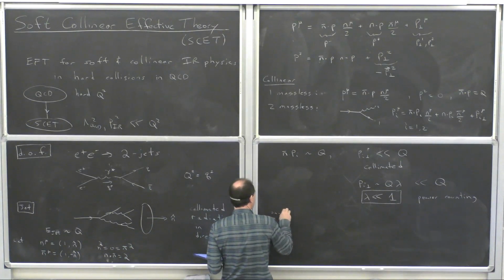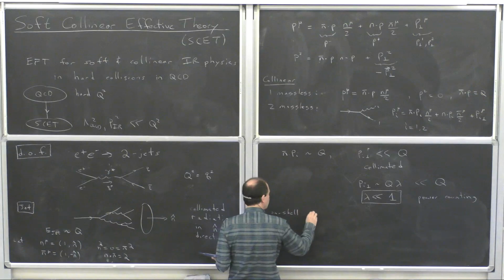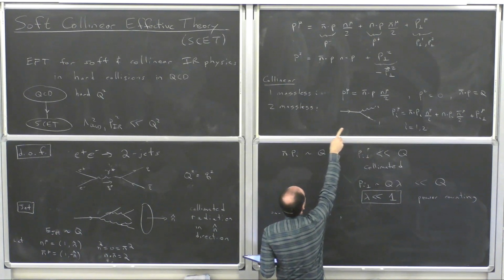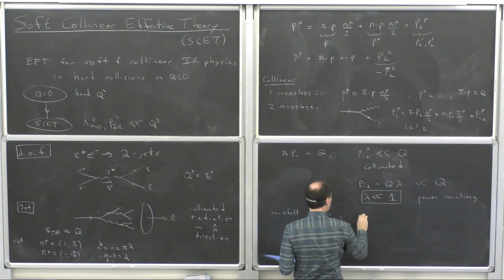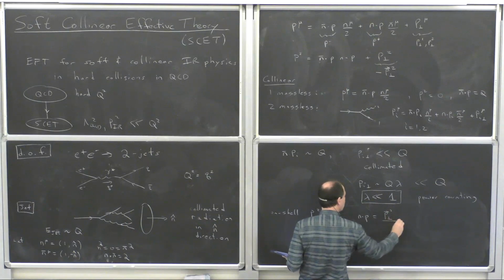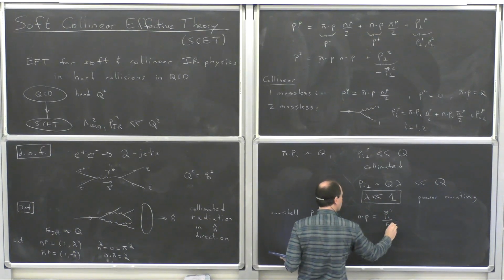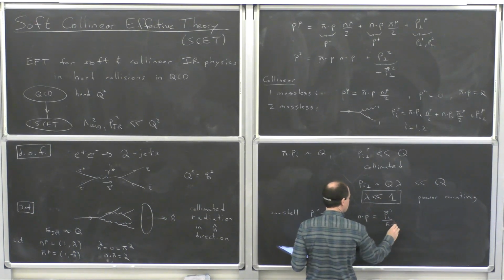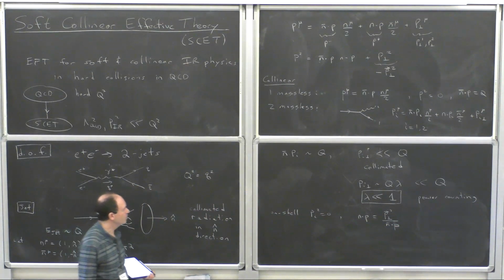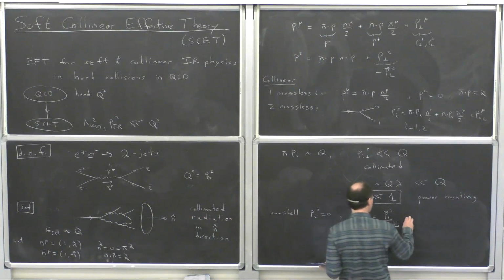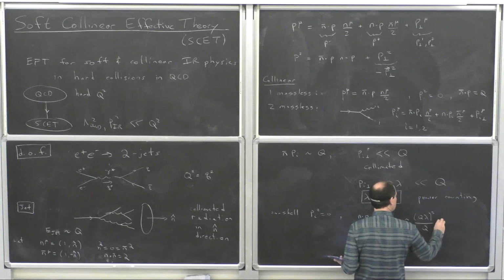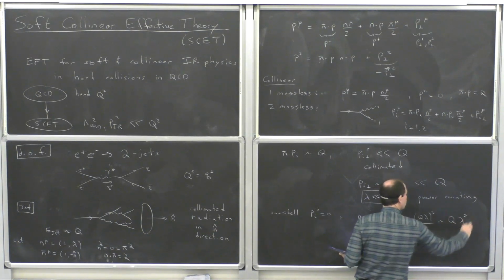Now, on shell, if I have pi squared is 0 for the final state particles, then you can look at this formula for p squared up there, set it to 0, and you see that n dot p is equal to p perp squared as a vector divided by n bar dot p. So this is just how the on-shell condition looks in these coordinates. And we have a power counting for p perp squared, we have a power counting for n bar dot p, so we inherit a power counting for n dot p. Okay, it's q lambda squared divided by q, so it's q lambda squared.